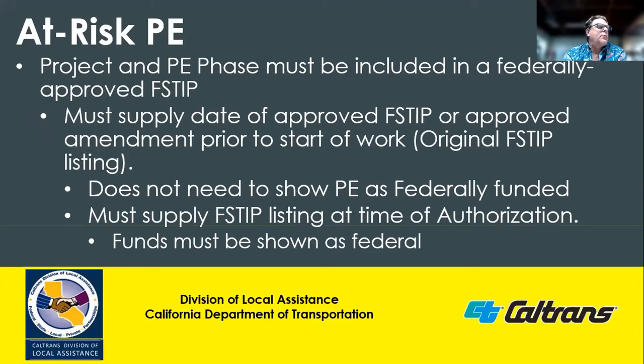When utilizing at-risk PE, the project must be in a federally approved FSTIP. If the project is eligible for at-risk PE, the agency may seek reimbursement back to the effective date of the FAST Act, which was October 1st, 2015, or the federal approval date of the FSTIP when the project was first programmed, whichever occurred later. When referencing the initial FSTIP, the PE funds are not required to be programmed as federal funds. But at the time of authorizing the at-risk PE, the PE funds must be federally programmed.